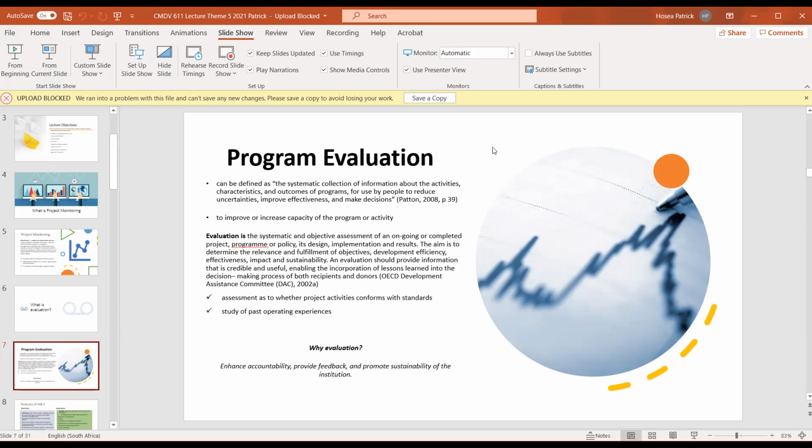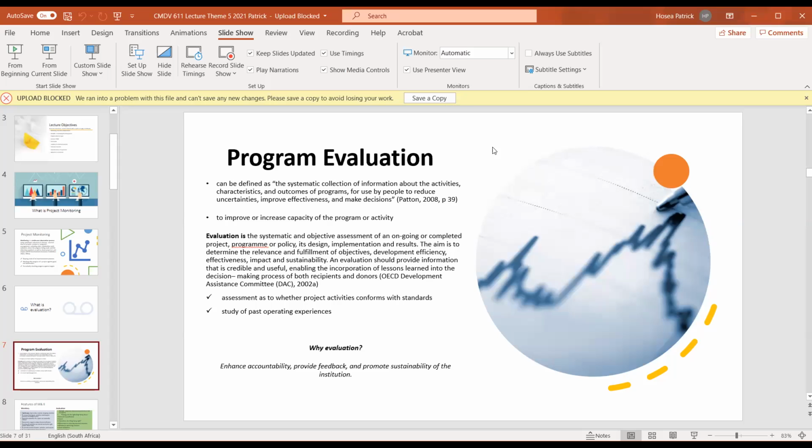In monitoring, remember, though we're going to explain, the next question I'm going to ask is the difference between monitoring and evaluation, right? So in monitoring, for instance, we talk about looking at the trend itself, right? We are looking at the milestones as relating to deliverables. That's what we look at in monitoring. In evaluation, we are concerned about the project activity in itself, as to whether the project activity conforms with standard, right? We want to study the past operating experiences, right? So that is what a project evaluation is.